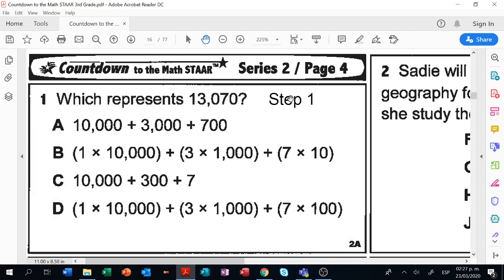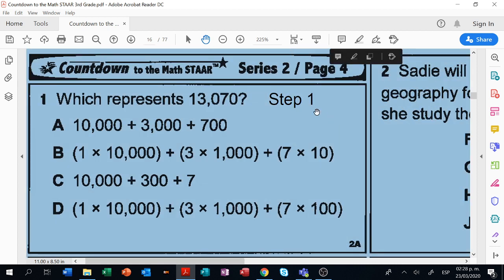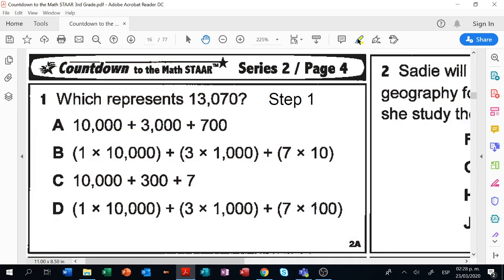13,070? Well, in step 1, as you can see my step 1 right there, I just did this for you. The first thing we have to do is we're going to use our pencil, or if you have a highlighter, make sure you highlight the information you need. In this case, I'm going to highlight my number, 13,070, and then we're going to be checking option by option.